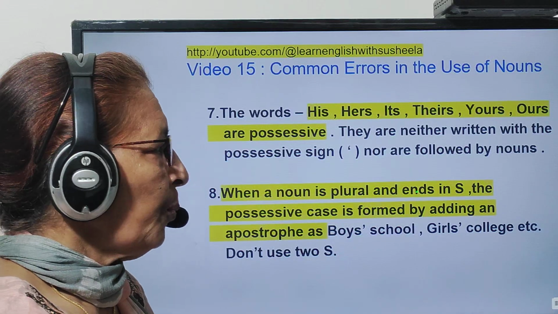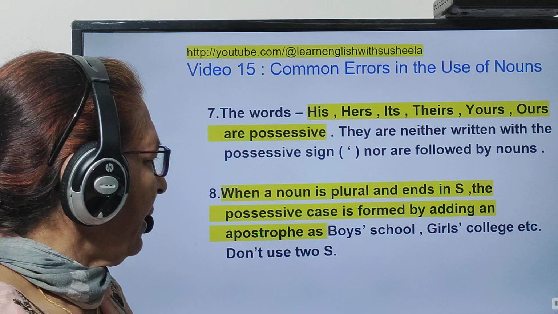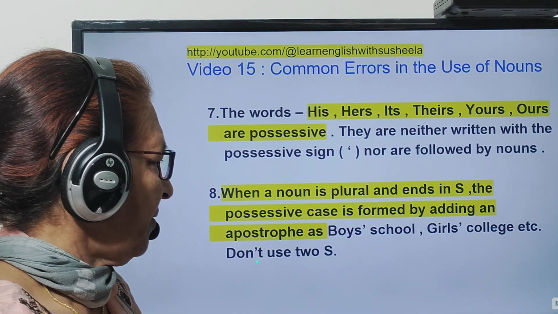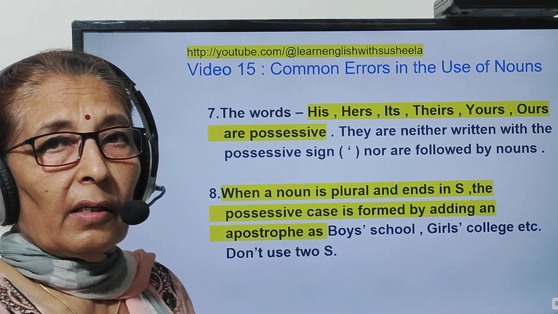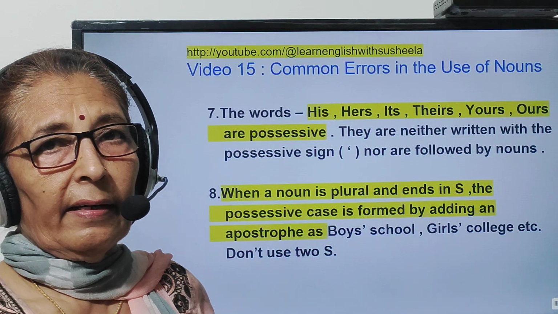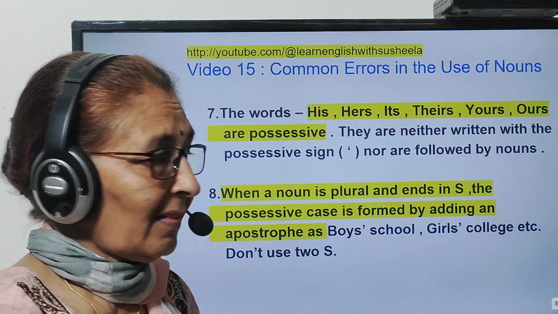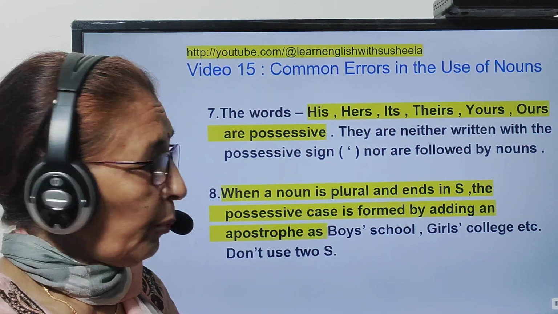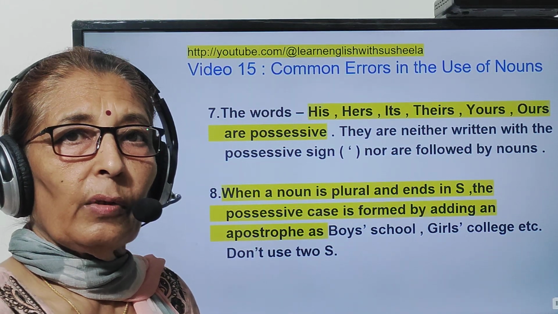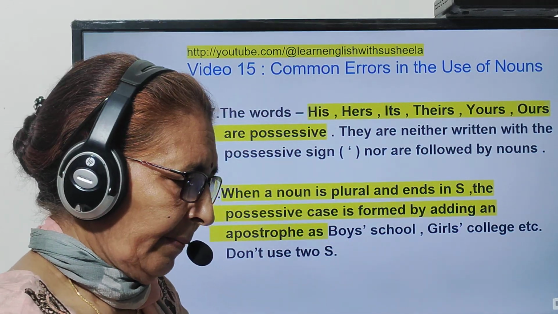Eighth, when a noun is plural and ends in s, the possessive case is formed by adding an apostrophe, as boys' school, girls' college, etc. Don't use an extra s. It must be clear to you that when the plural form has s at the end, we use only an apostrophe. We don't use s. Like boys', apostrophe, we don't use s here. Same way girls', here also only an apostrophe is used because we do not have to use an extra s.